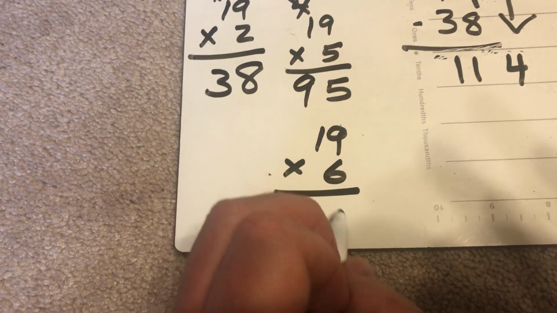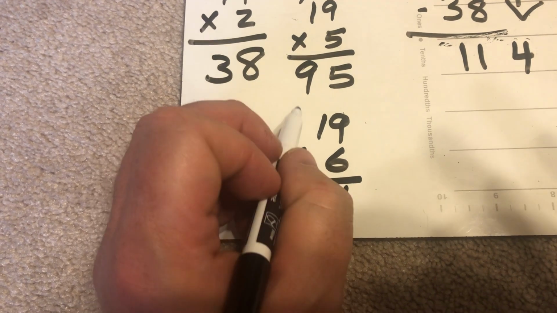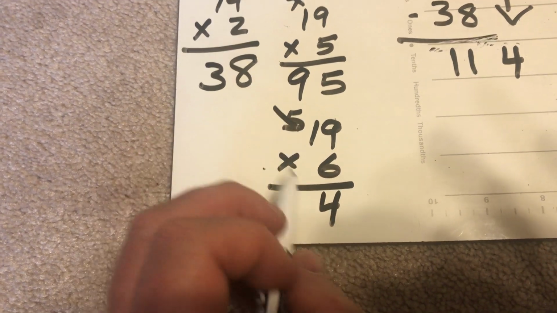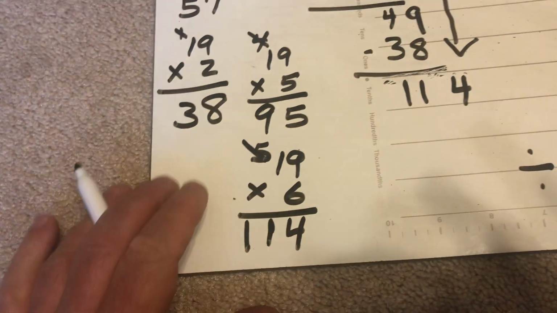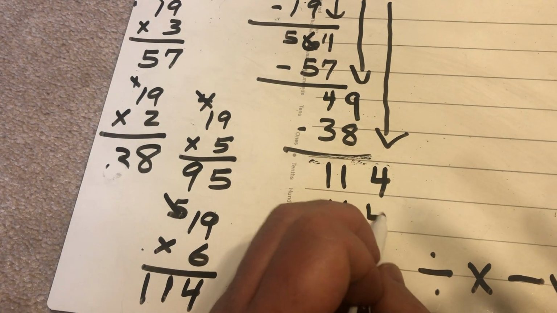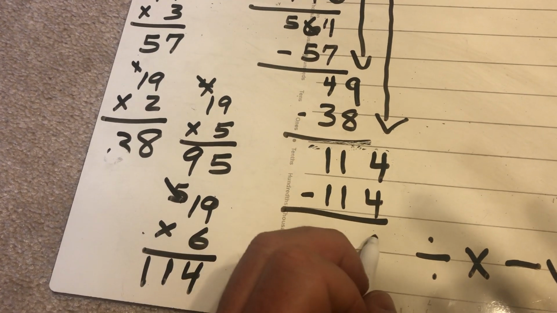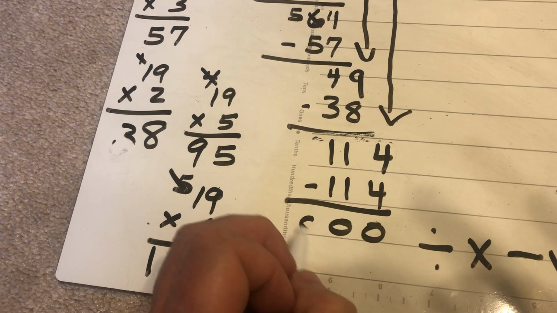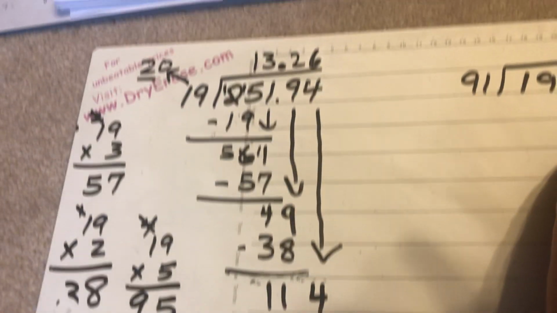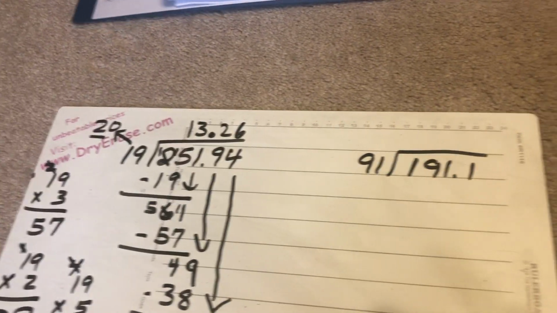6 times 9 is 54. Put the 4 down, carry the 5. 6 times 1 is 6, plus the 5 is 11. That makes a little more sense. So we're going to put a 6 up here, a 114 down here. When I subtract those, I get 0. All right, my final answer, 13 and 26 hundredths.